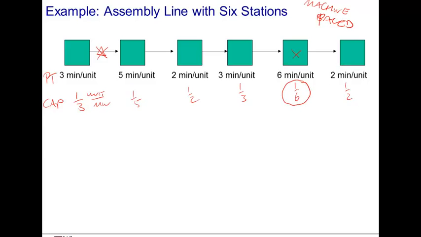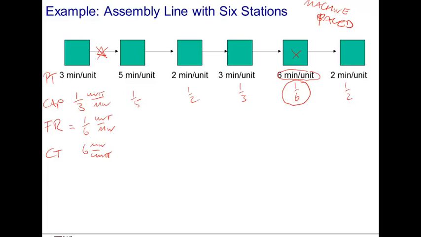Assuming there is enough demand for this process, we're going to have a flow rate of 1 unit every 6 minutes, which corresponds to 1/6 unit per minute. Or alternatively, we could say that this process is producing 10 units per hour. We can then define the cycle time of the process as 6 minutes between units, which I hope is intuitive because that is exactly the activity time that we have here at the bottleneck.